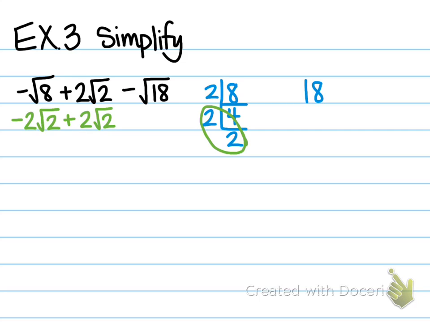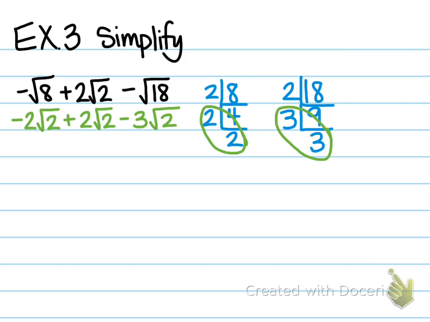Now we need to factor 18. So the square root of 18, we'll divide this out. 2 goes into 18 9 times, and then 3 goes in 3 times. So I have a pair of 3's and a leftover 2. So the 3 comes outside and is multiplied times the negative that's already there. So negative 3 square root 2.